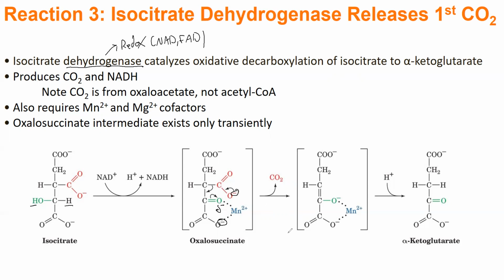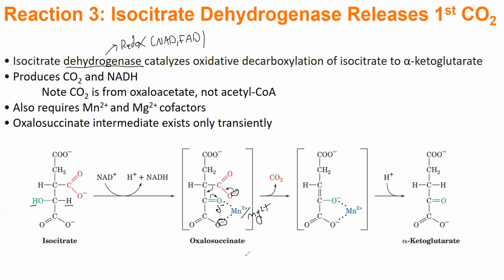cofactor in the form of manganese, or magnesium can also fit. This will help to balance the negative charge of our oxalosuccinate, a concept that we have talked about in glycolysis, especially when we're looking at phosphates, ATP being created or destroyed. Those enzymes always had magnesium to balance the negative charge.